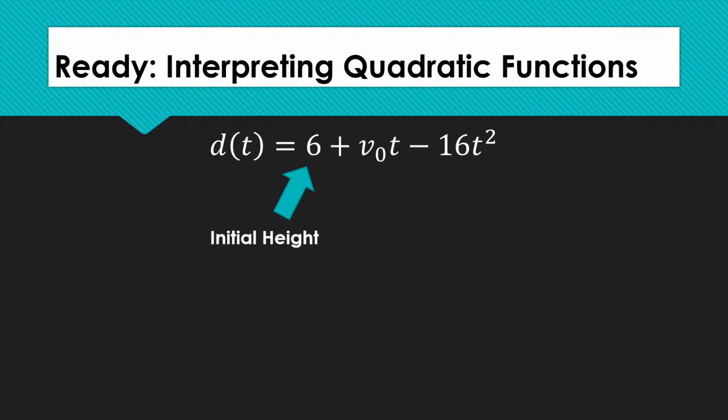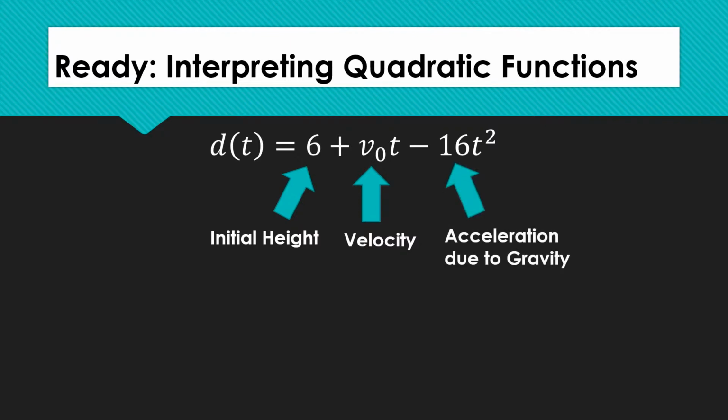We know that the first term, the constant, represents the initial height. That's the height at which the ball started. The velocity is the rate at which the ball is traveling. The t being the time in seconds. And the coefficient to the last term, the negative 16, that's the acceleration due to gravity.